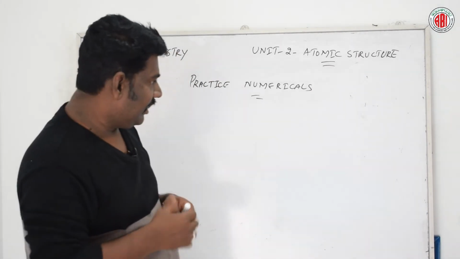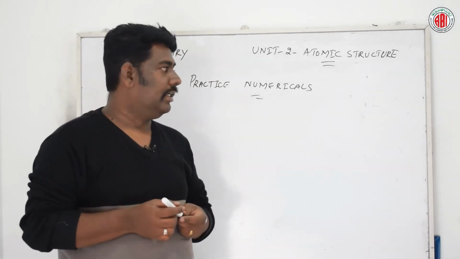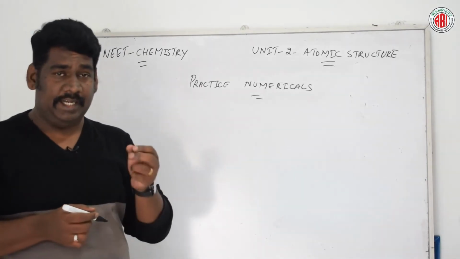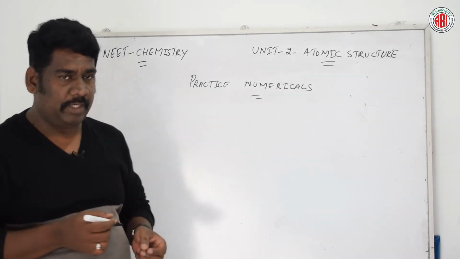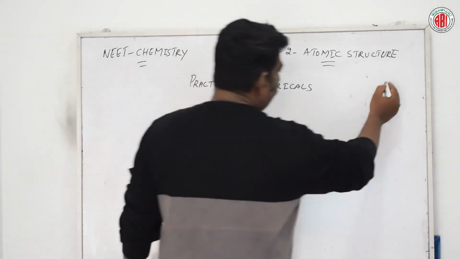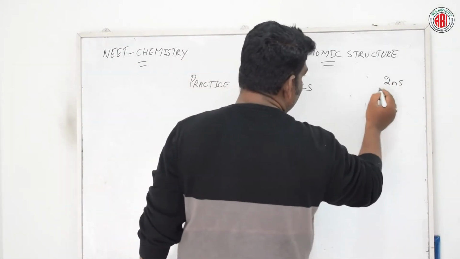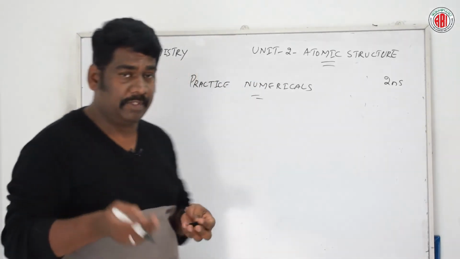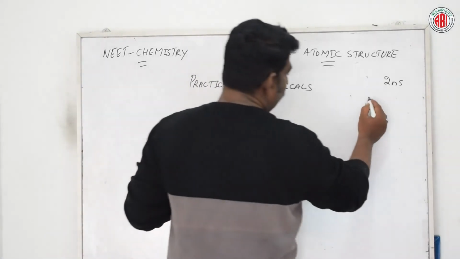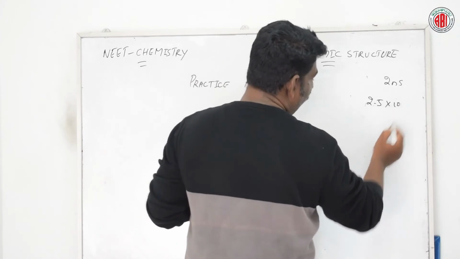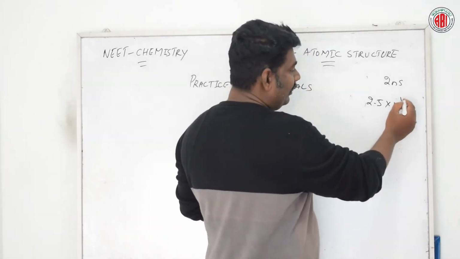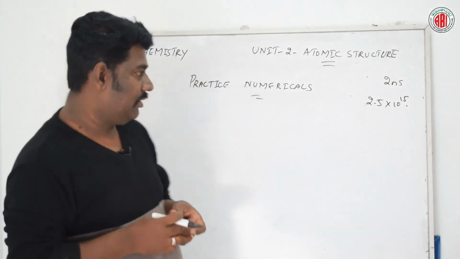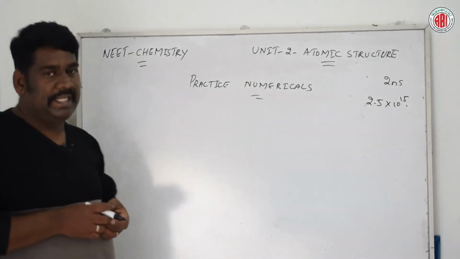So whatever is given in the question, first let us write, then let us find the answer. The radiation source has a duration of 2 nanoseconds. So time is given as 2 nanoseconds, and the number of photons emitted during the pulse is given as 2.5 into 10 to the power of 15. Let us find the energy of the source.